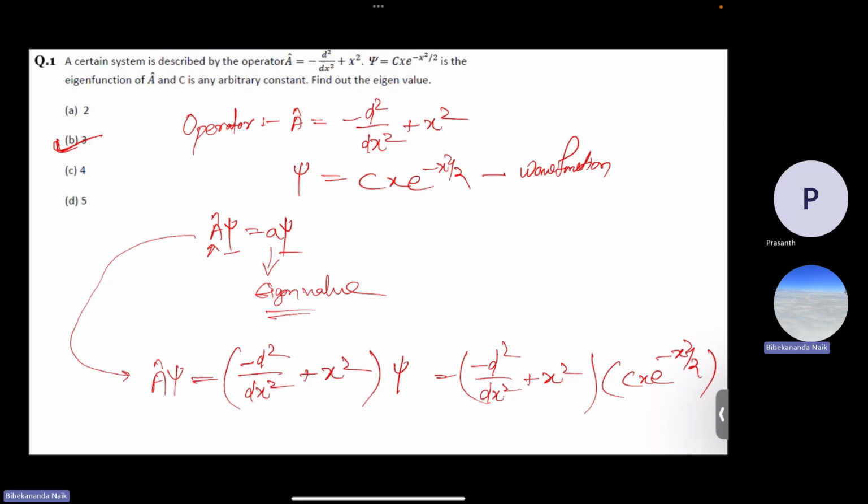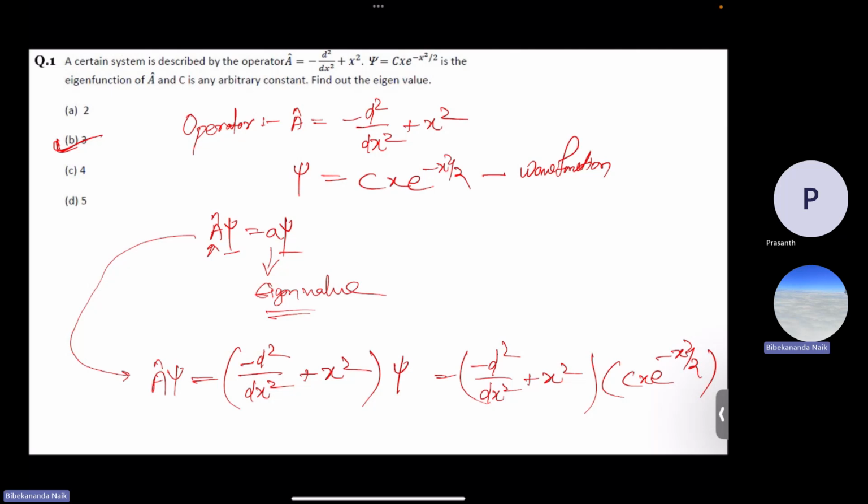So what we did here, we are provided with an operator, the form of the operator was minus d square by dx square plus x square, and the wave function was c x into e to the power minus x square by 2. So when we operate the operator on that wave function, it again produces the same wave function with the eigenvalue of 3.